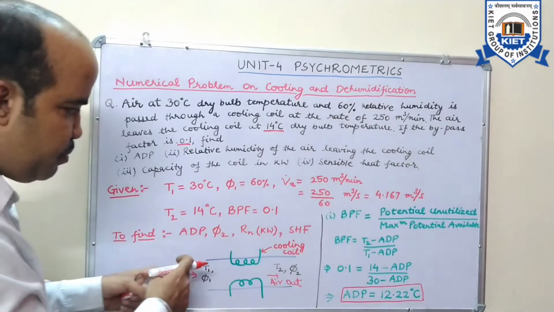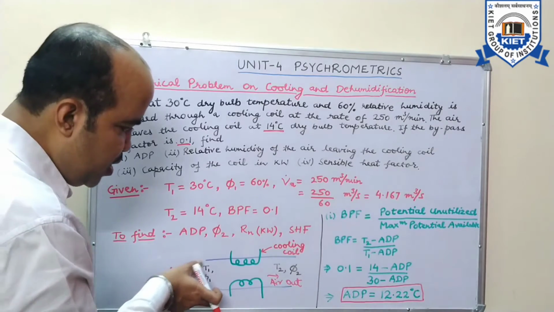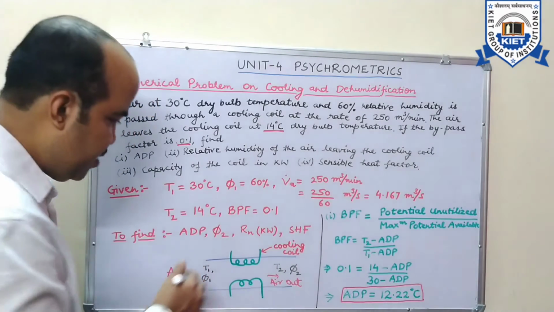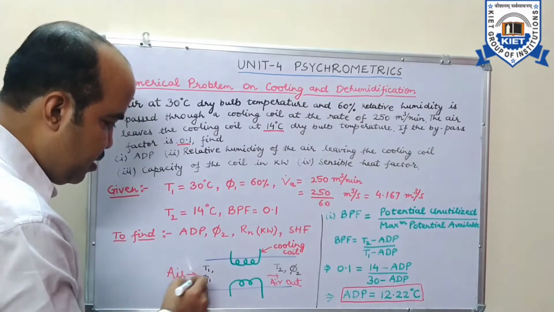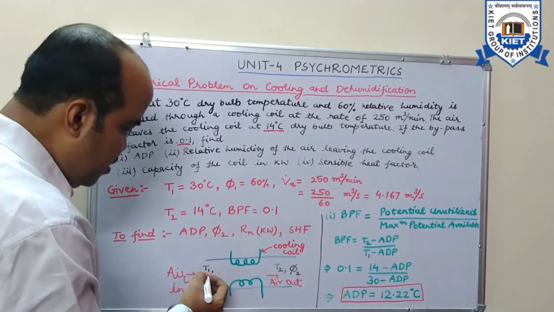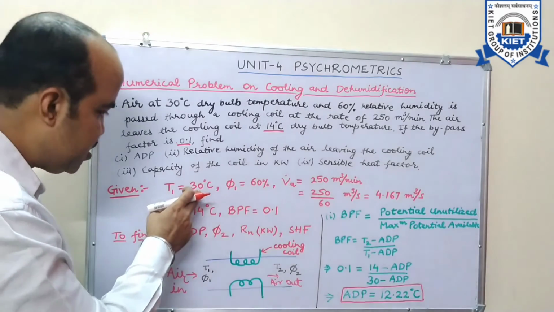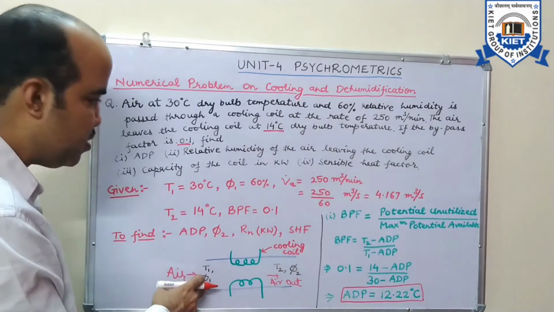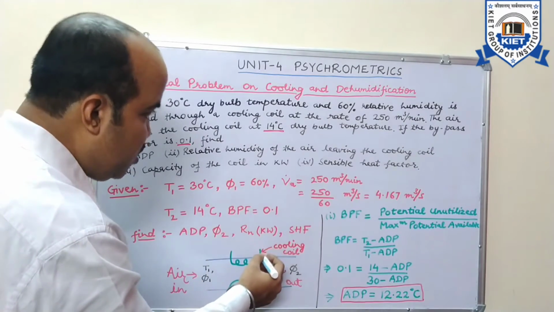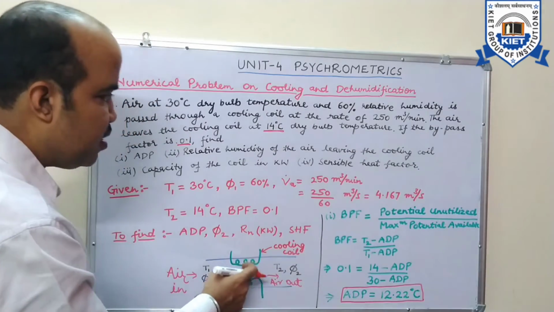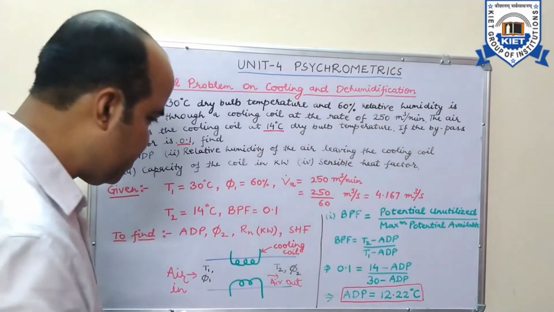Here is the schematic of the problem that is given to us. As you can see, we have a duct and a cooling coil. The air entering the cooling coil has dry bulb temperature T1, already specified as 30 degrees Celsius, and relative humidity phi 1, given as 60%. The cooling coil is there, as you can see, whose temperature is not given to us, only the bypass factor of the coil is given.